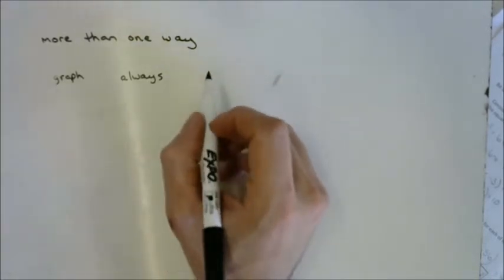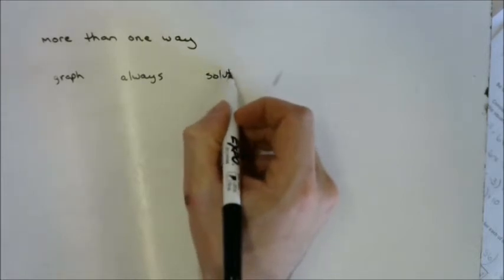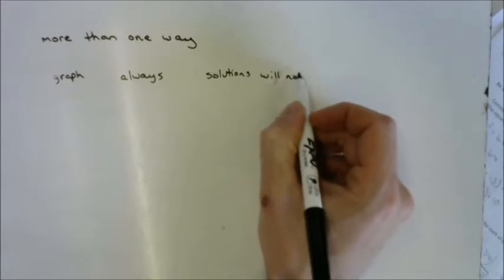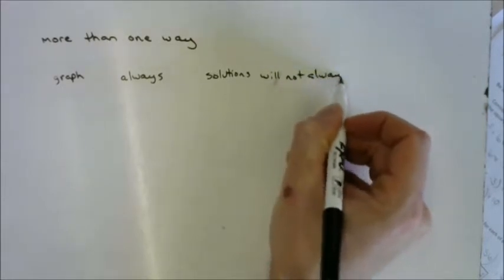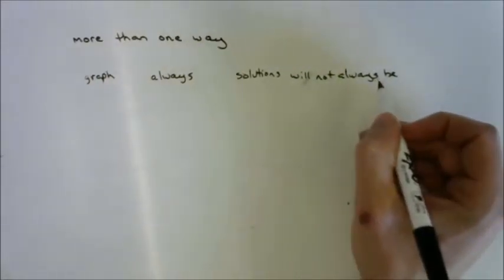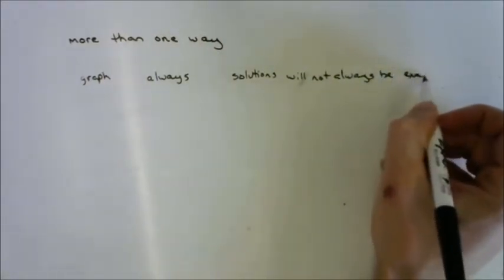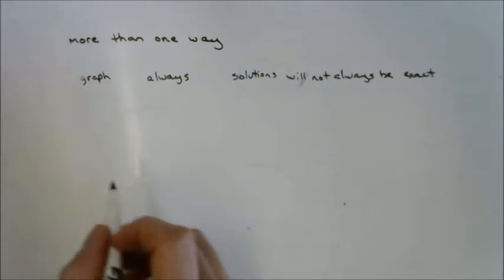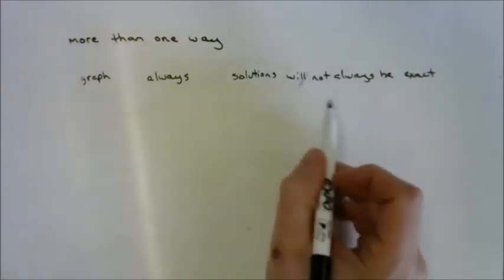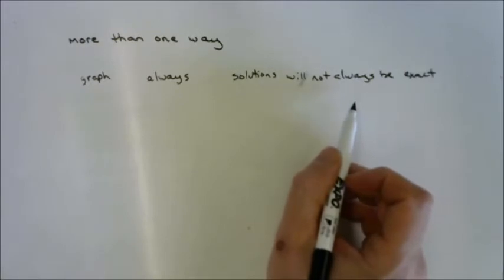So the comment there is solutions will not always be exact. What does that mean? That means use it only when you need an approximate answer.